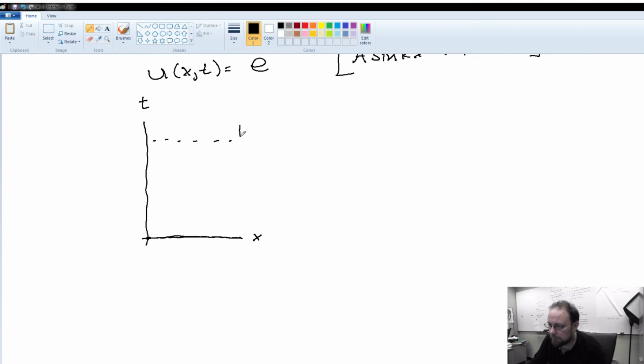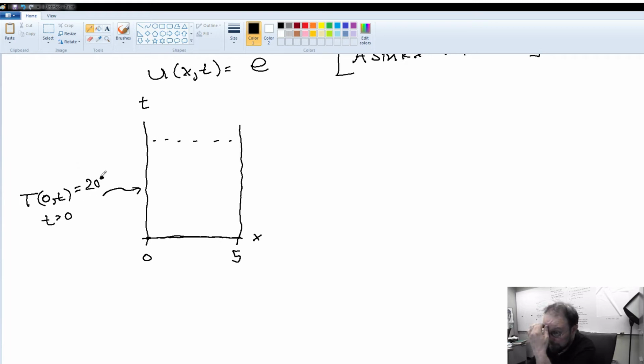Okay, so now let's make this 0 to 5 again, why not? Now how are the conditions going to be given? We want, at position 0, for all time after the initial time, the temperature to be something, let's say 20 degrees. And then the right side of this rod, for all time past the initial time.